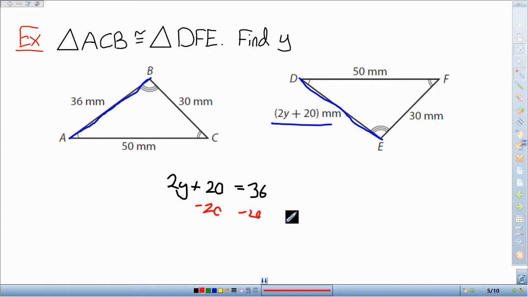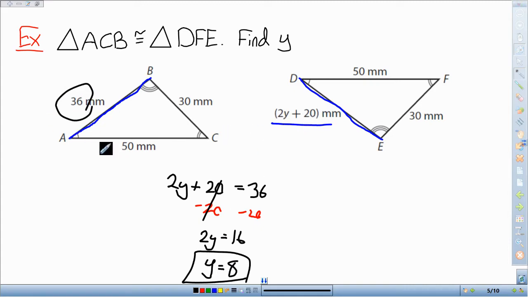So subtracting 20, we get 2y equals 16. Divide both sides by 2. Looks like y equals 8. And you could imagine if they asked us to plug it back in, we probably wouldn't even need to. If we plug 8 back into this, we know we're going to get 36, right? Because they're congruent.